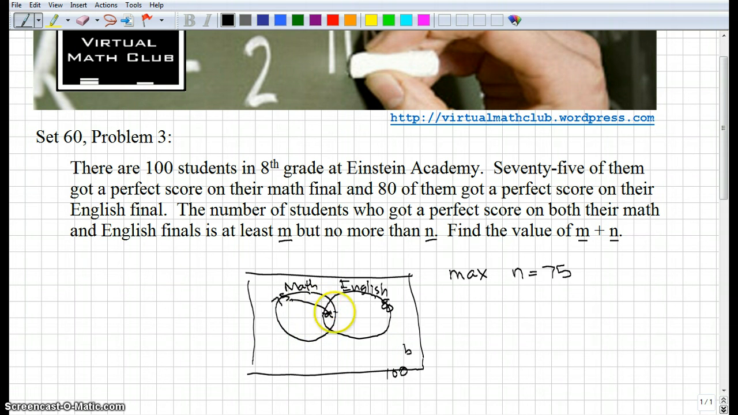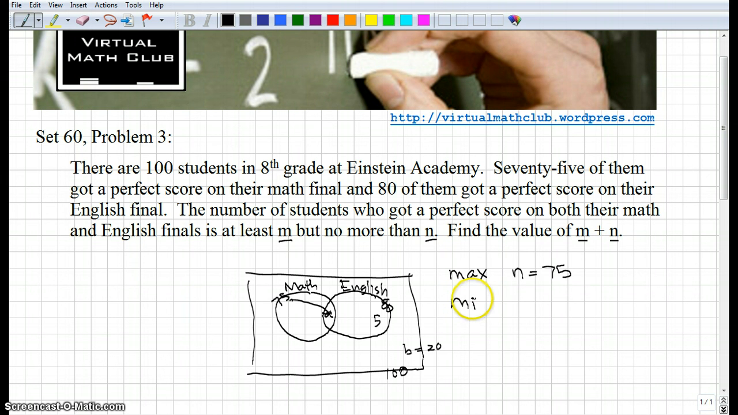That would be the case where 75 kids got a perfect score on math and English, and then maybe you only have 5 kids over here in this category where they only got a perfect score on English but not on math. Then we have a total of 80 in both of these sets. So then this would be 20. There'd be 20 kids that didn't get a perfect score on either. This is Einstein Academy, so I'm sure they all did well. So the maximum is 75.